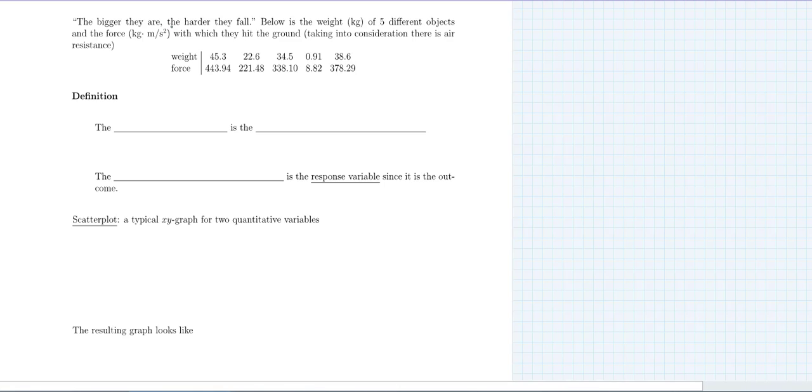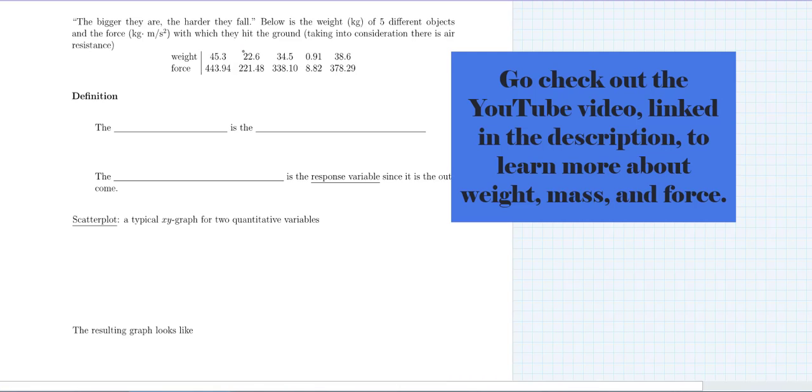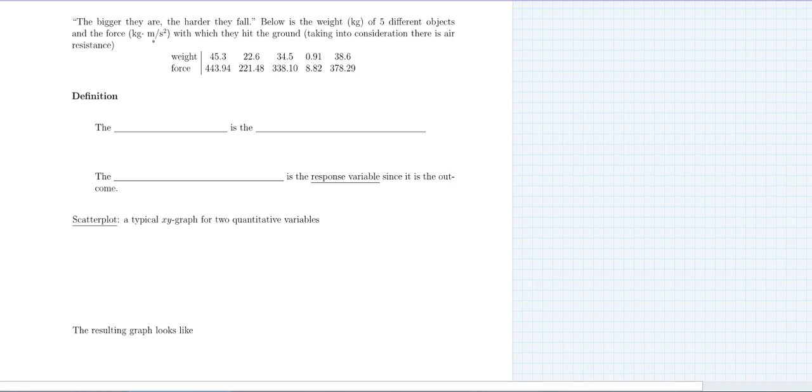Everybody knows the quote, "The bigger they are, the harder they fall." So we have 5 different objects with different weights in kilograms and the force with which they hit the ground, when we are taking into consideration that there is air resistance. The definition of explanatory and response variables: we can use these variables to explain. So the bigger they are, the harder they fall. There's sort of an inherent hypothesis here where the more something weighs, the harder it'll hit the ground.